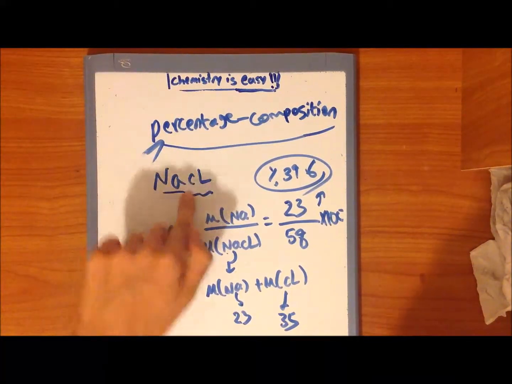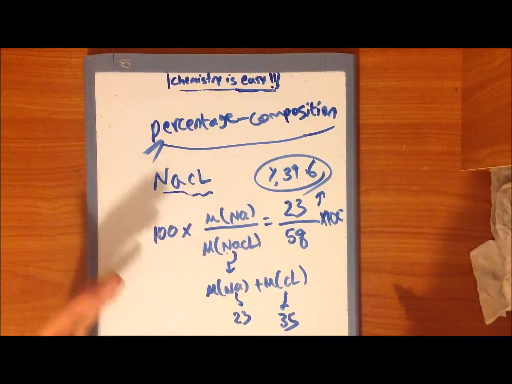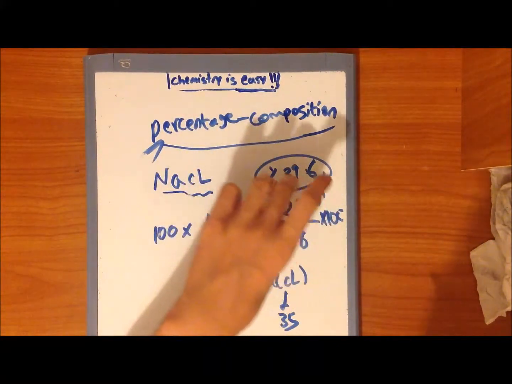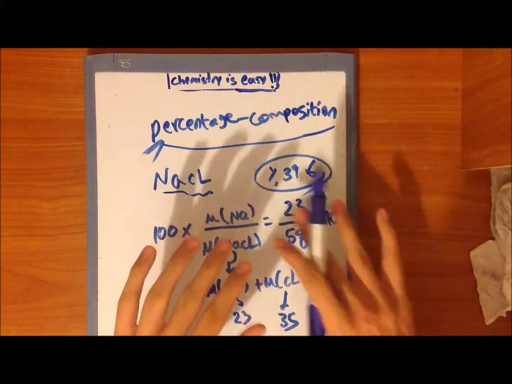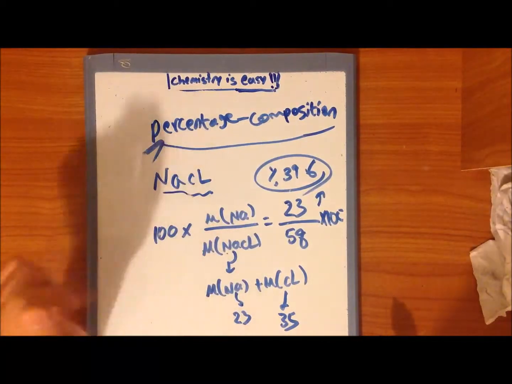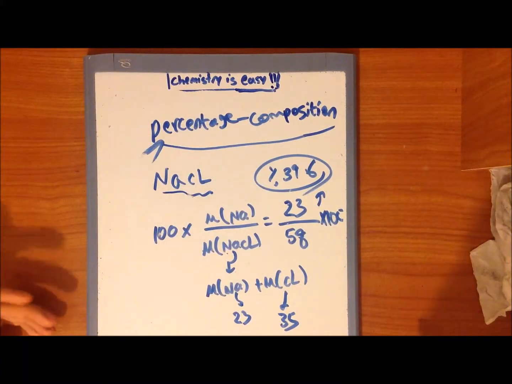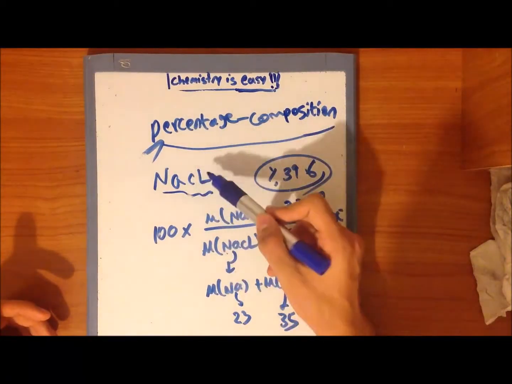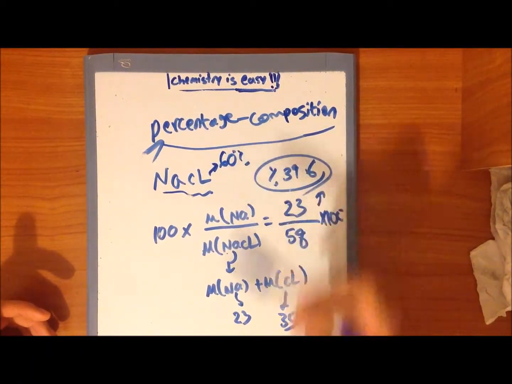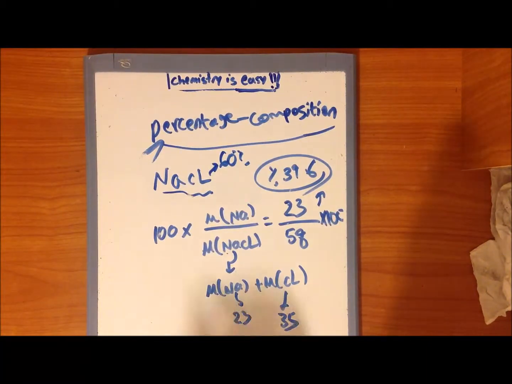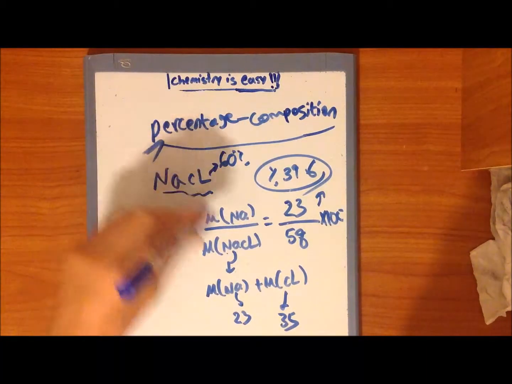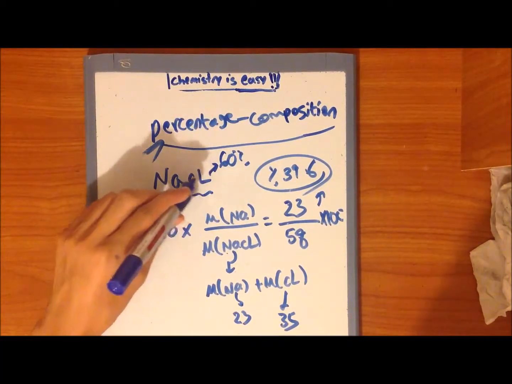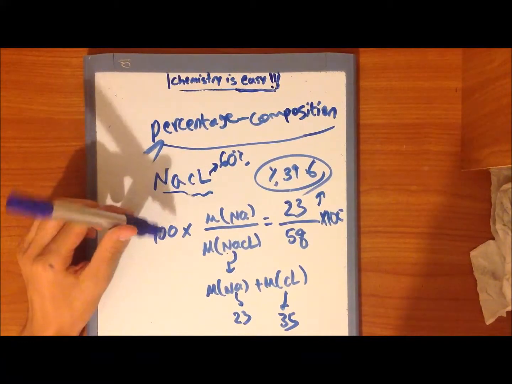So how many percent is chloride? Don't measure it. We know 39, or we can say about 40% is Na. So how many percent is Cl? The whole compound is 100. 100 minus 40 is 60. So 60% of the compound is Cl. So most of the compound is made of chlorine, not sodium.